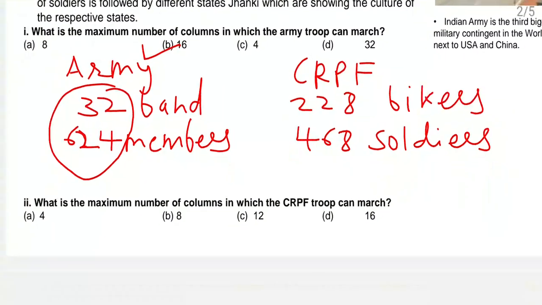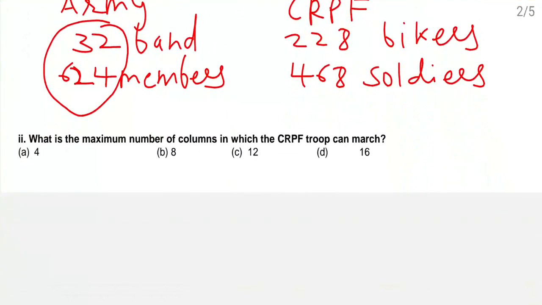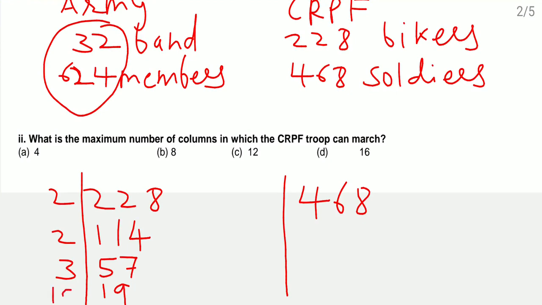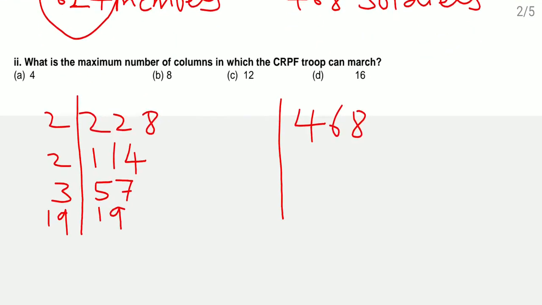For CRPF, once again we have to find the HCF of 228 and 468. Now you see here, once again we'll write down the prime factors. 2 1s are 2, 2 2s are 4, 2 5s are 10, 2 7s are. This number is divisible by 3: 3 1s are 3, 3 9s are, and 19 1s are 19, right?